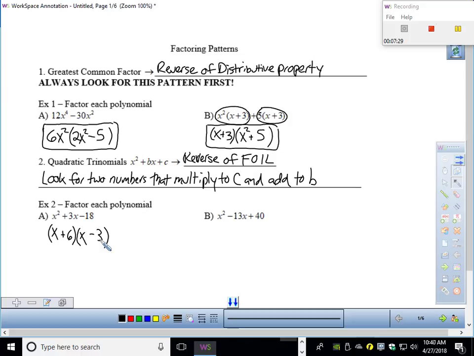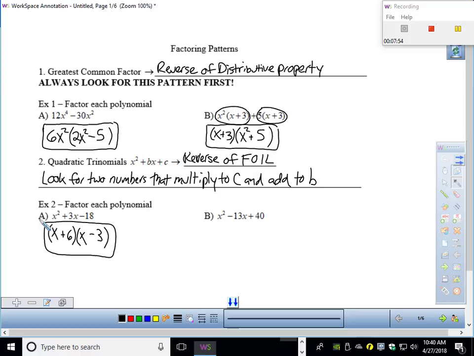Now if you're ever unsure with this reverse foiling, just FOIL it back out. x times x is x squared. x times negative 3 is negative 3x. 6 times x is 6x, so negative 3x and 6x make positive 3x. And 6 times negative 3 is negative 18. So that's our winner.